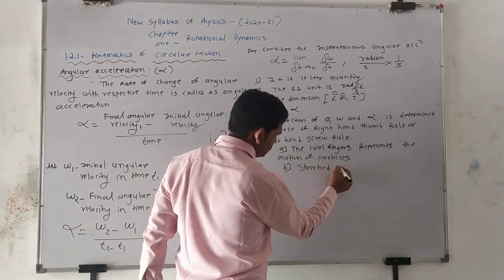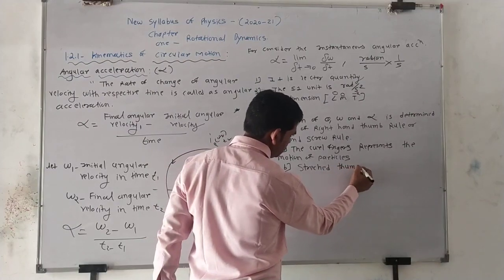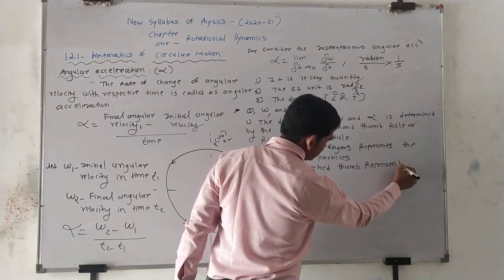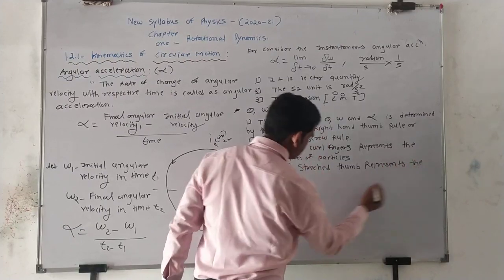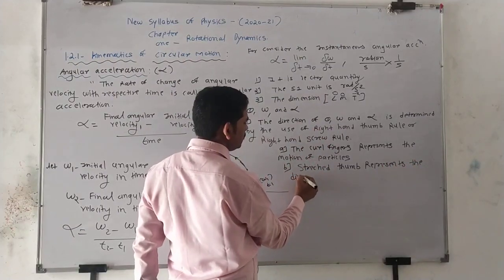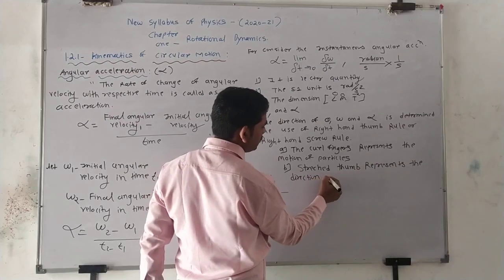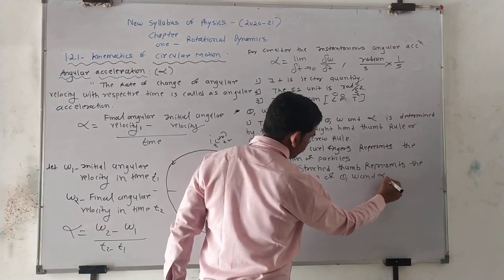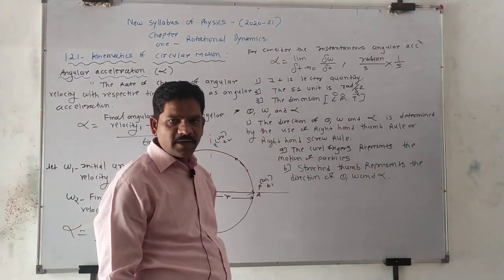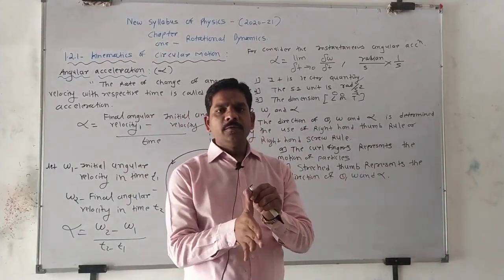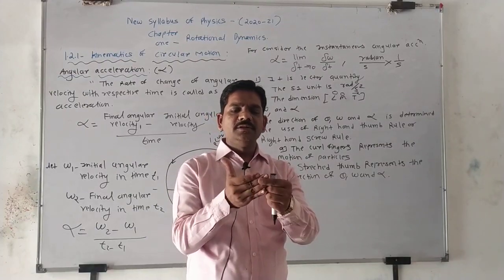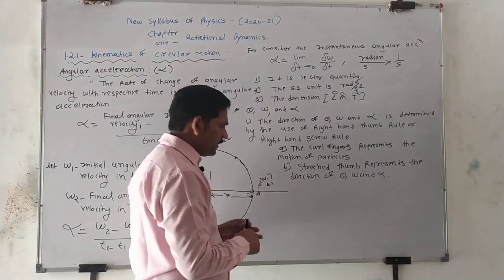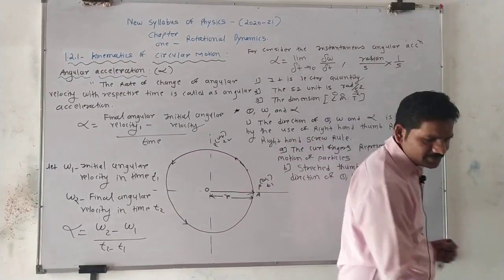The stretched thumb represents the direction of theta, omega and alpha, right? So by using the thumb we get the direction, and by using the curved fingers we get the motion of the particle. So boys, let me draw one simple figure here.